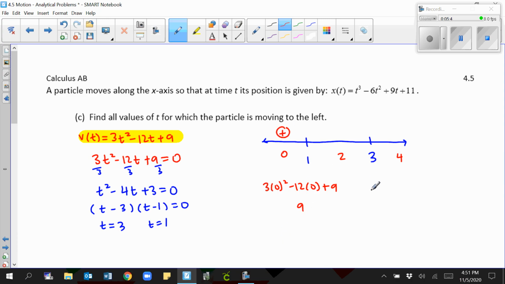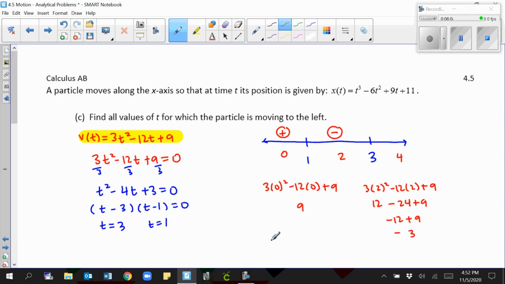When I plug 2 in, I get 3 times 2 squared minus 12 times 2 plus 9. So 2 squared is 4 times 3 is 12. Minus 12 times 2 is 24 plus 9. So 12 minus 24 is a negative 12 plus 9, which gives me a negative 3. So that is a negative at 2.